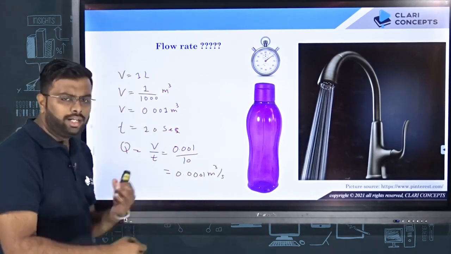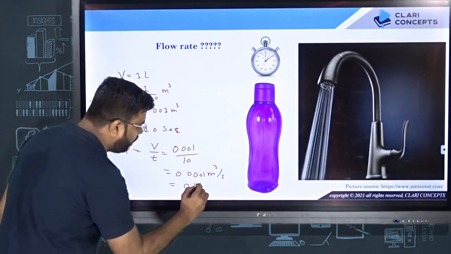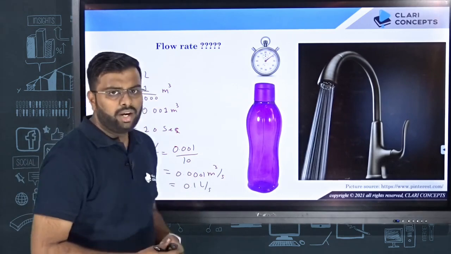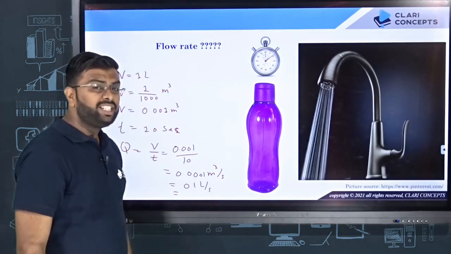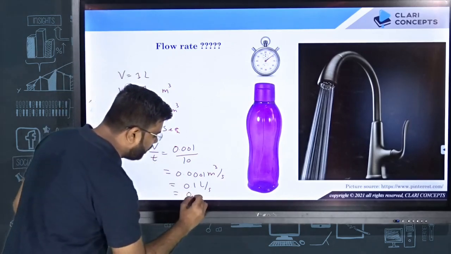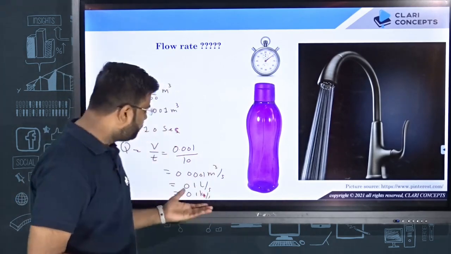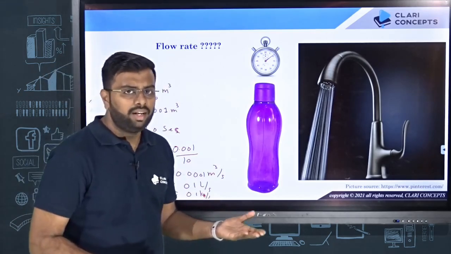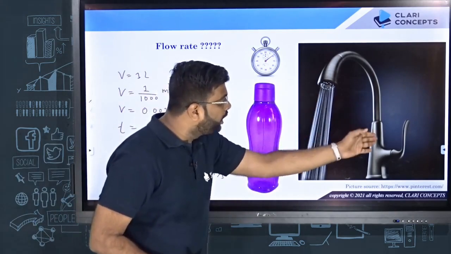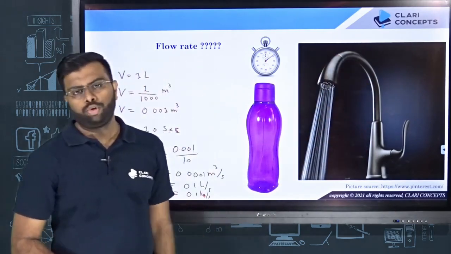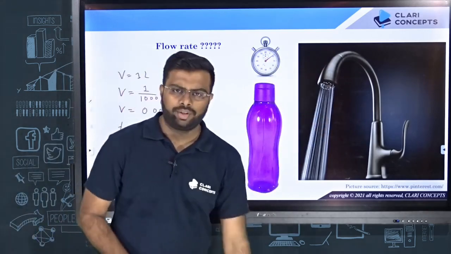If you want to talk in liters, you multiply it by 1000, and you will get 0.1 liters per second. And for water, 1 liter is also equal to 1 kg because the density is 1000 kg per meter cube. So you can say this is 0.1 kg per second. This is the mass flow rate. Now what does it all mean? It means that you have practically calculated the flow rate of the water flowing through this particular tap, by placing a vessel of known volume and measuring the time taken to fill that vessel.